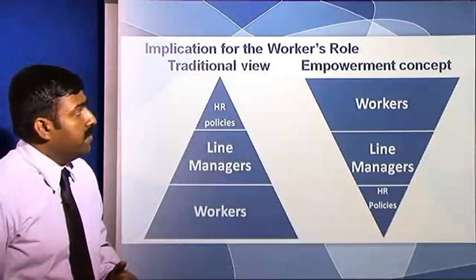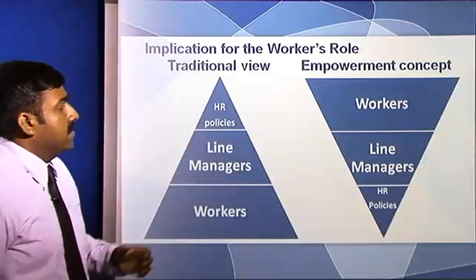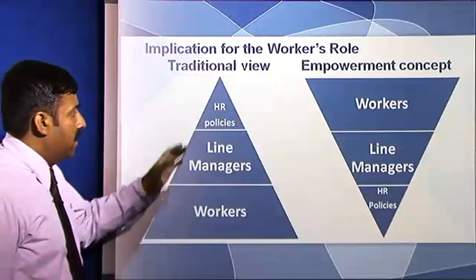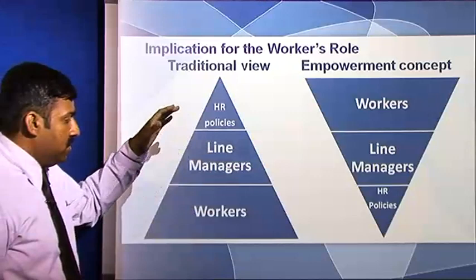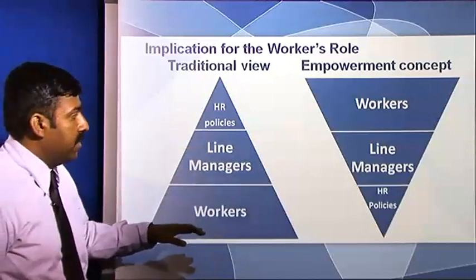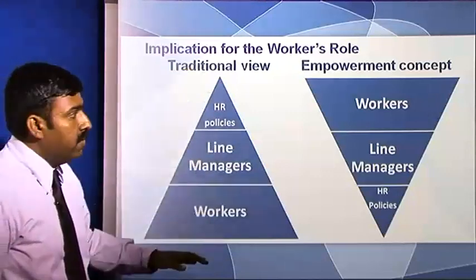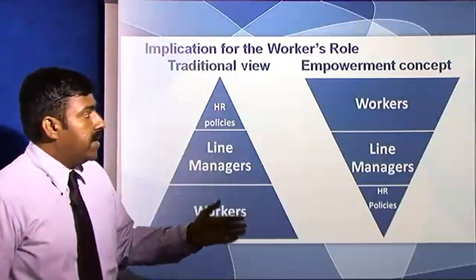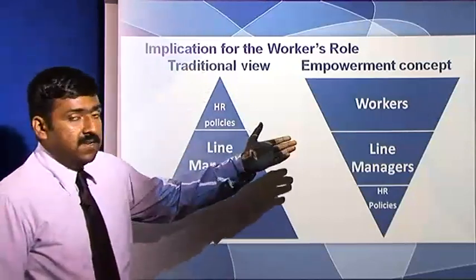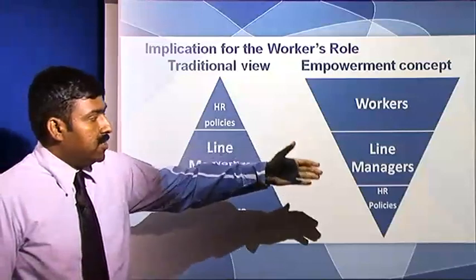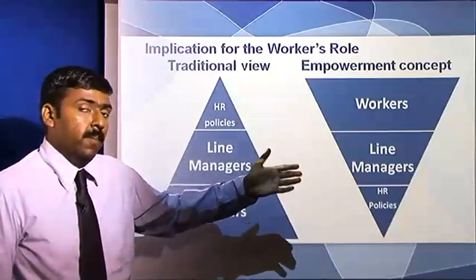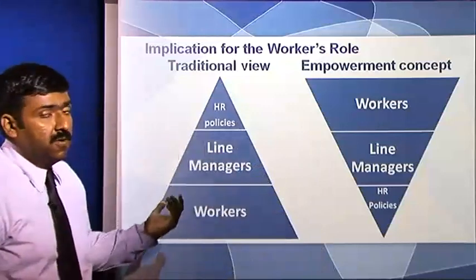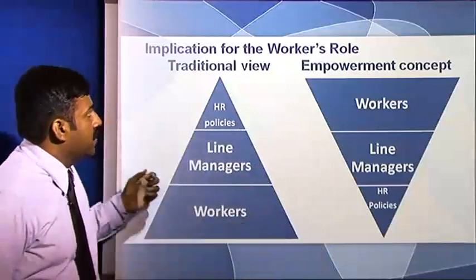Now let's take a look at the implication for the worker's role. The traditional view, we can see a pyramid wherein HR policies sit at the top, then it is transferred to the line managers and the workers are at the bottom of the pyramid. So it is shoved down from above. Look at the inverted pyramid wherein, with the empowerment concept, workers take the top and then the line managers and then the HR policies. So an empowered workforce gives you the best results. This is the traditional view versus the empowerment concept.